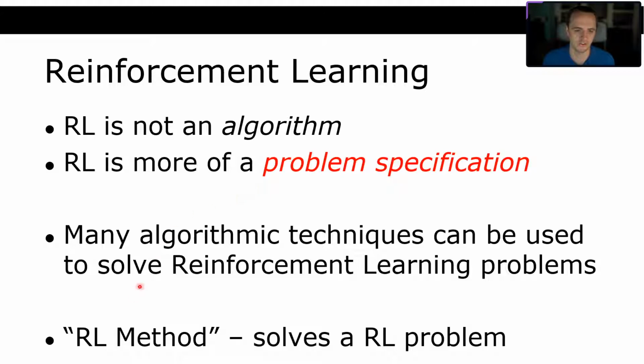There are many different techniques and many different algorithms that can be used to solve reinforcement learning problems. And if you've heard someone talk about an RL method or a reinforcement learning method, that is the technique or the method or the algorithm that solves a problem that fits the reinforcement learning framework, okay? So reinforcement learning is more about how you phrase the problem in terms of agents, environments, rewards, etc. And then you can apply one of many, many different techniques that can solve these reinforcement learning problems. So that's a really important point. It's not a specific algorithm. It's a class of problem.